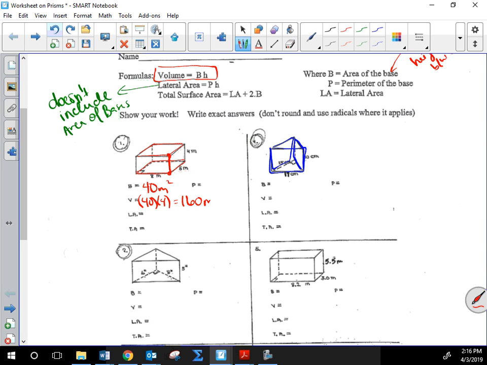160 meters cubed. Okay. Now if we take a look at our formula for lateral area, it's perimeter times height.